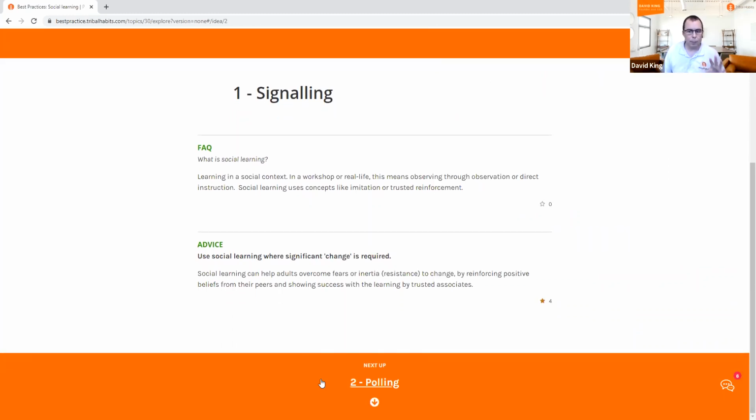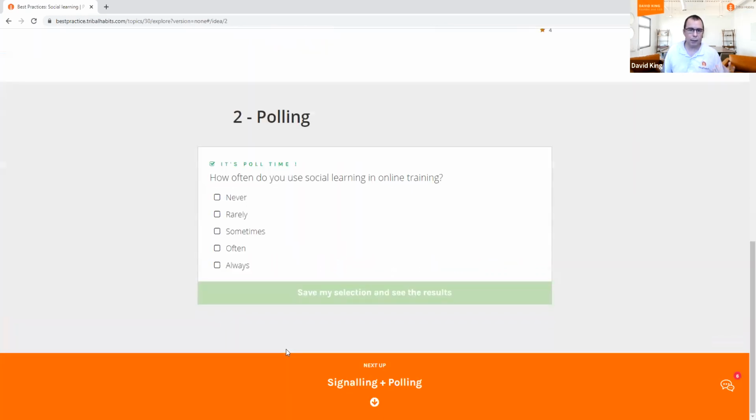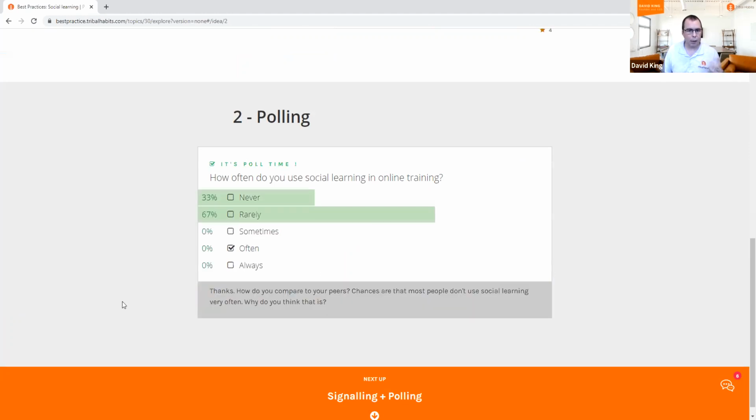Signaling can be done through polling as well. And polling is the next sort of social interaction. So polling begins with the opportunity for me to vote in a poll. And after I vote, I get to see the aggregated results. So I voted for often in this poll, and I can see that I'm a bit of an outlier. Most people are choosing never or rarely. So now I'm learning from my peers.